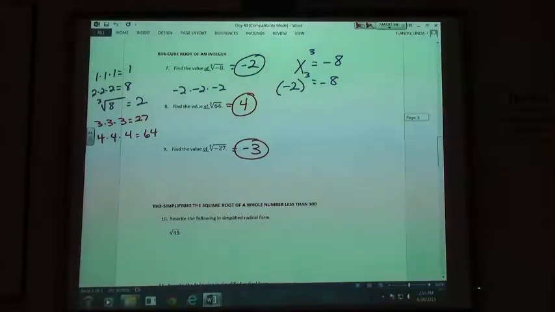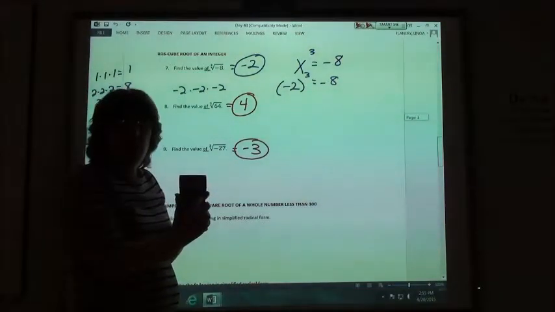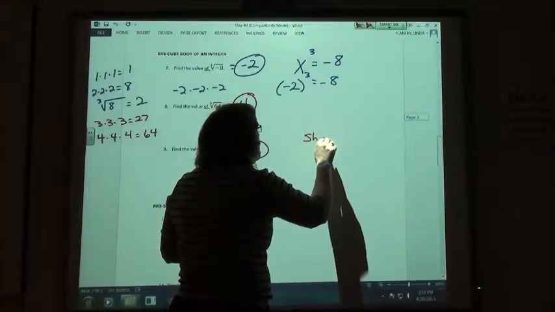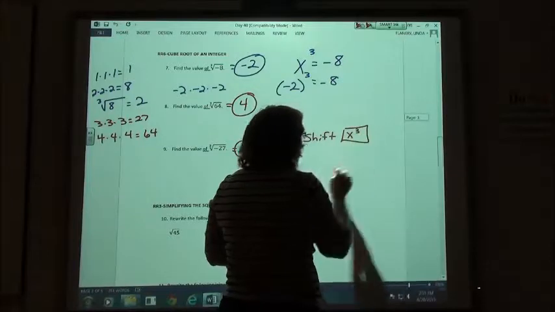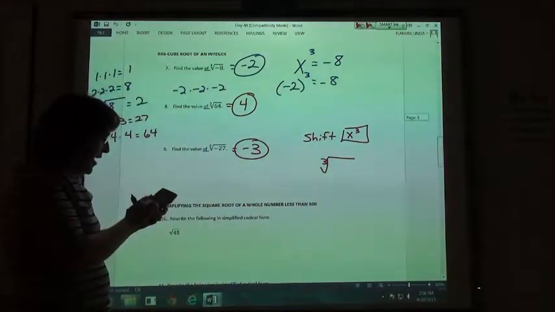Now if I wanted to check these with my calculator, I do have a cubed root button. The cubed root button is in yellow right above the x to the third power. So I would hit shift and the button that has x cubed on it. That's going to give me this on my calculator. Shift x cubed.